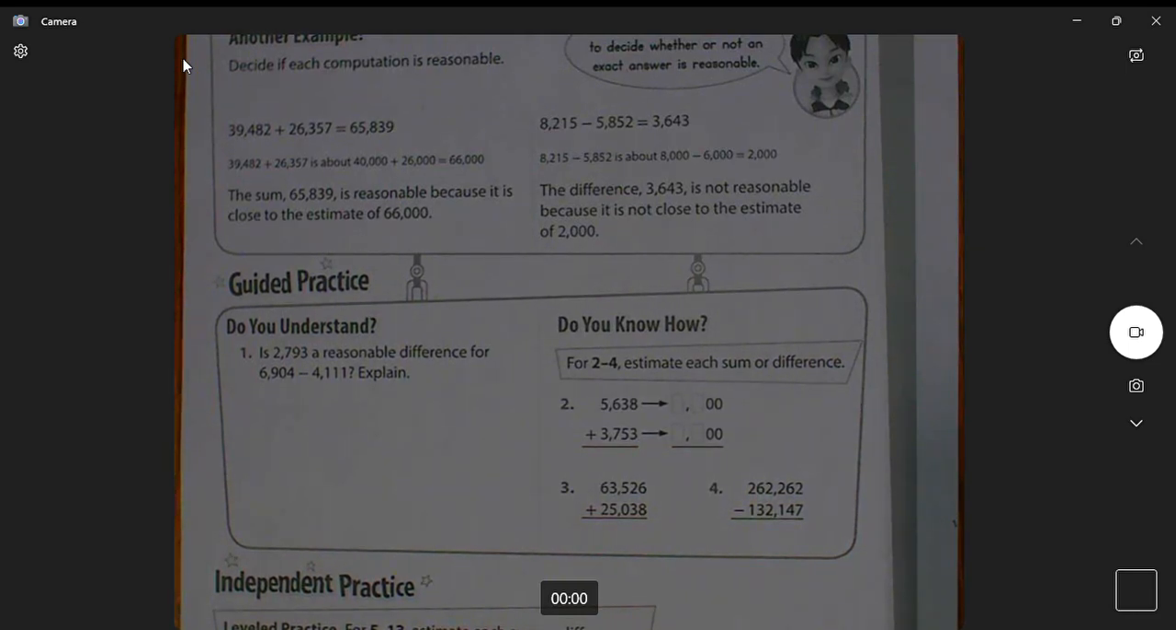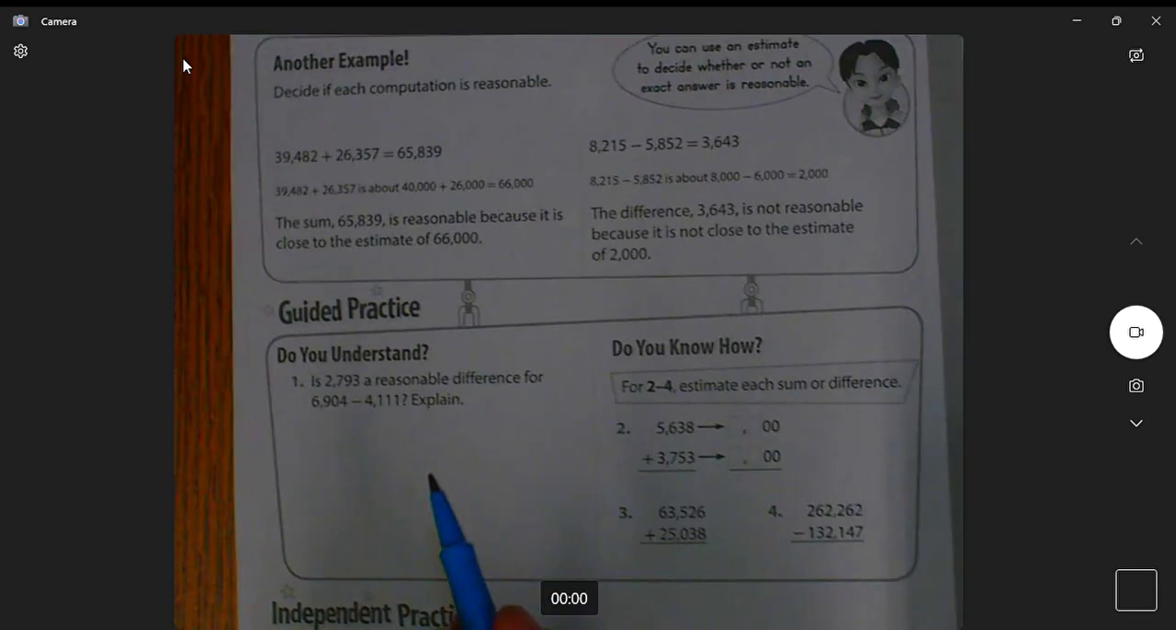Today we're going to work on estimating sums and differences. Now, when I say estimating, that really means rounding. I'm just rounding to decide whether it's going to be reasonable or not. A way I might use estimation in real life is if I'm out shopping and I have $50, I may round everything up to the nearest dollar to see if I'm going to have enough. Usually that trick works for me. Not always, but usually. So let's get into this.